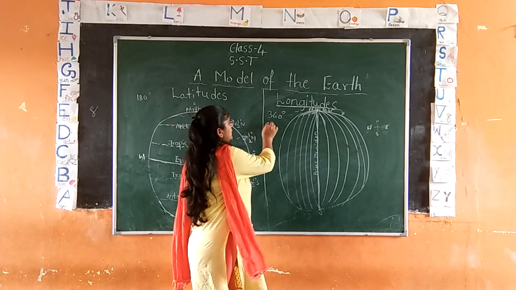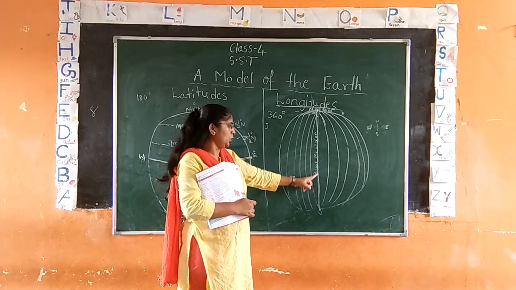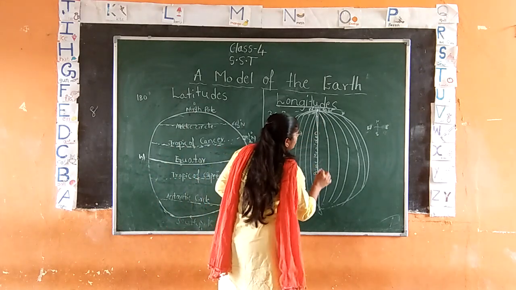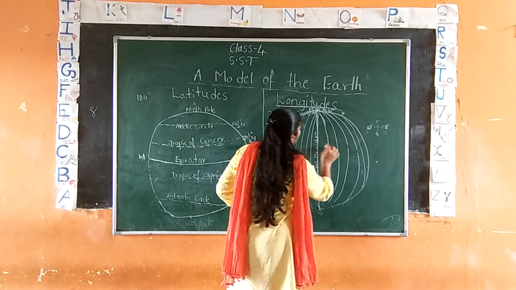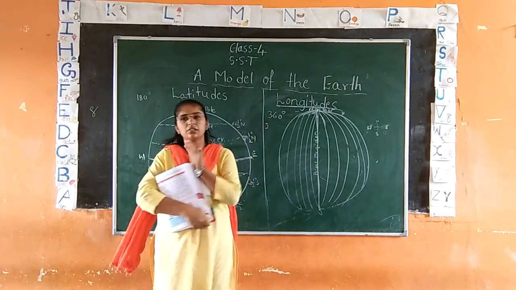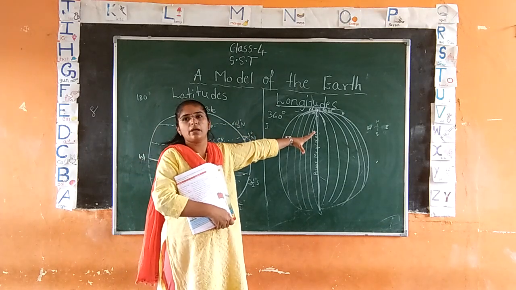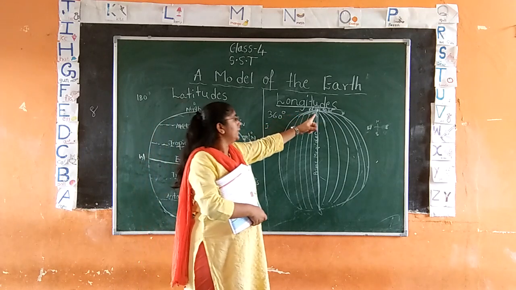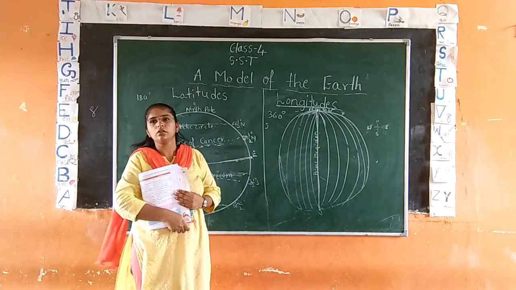Another one is the international dateline. It is exactly opposite to the prime meridian line, on the back side. See here, 1, 2, 3 like this, 180 are there. It is round. I am standing here, and the back side will overlap, one by one. That line we call the international dateline. It goes through the Pacific Ocean.